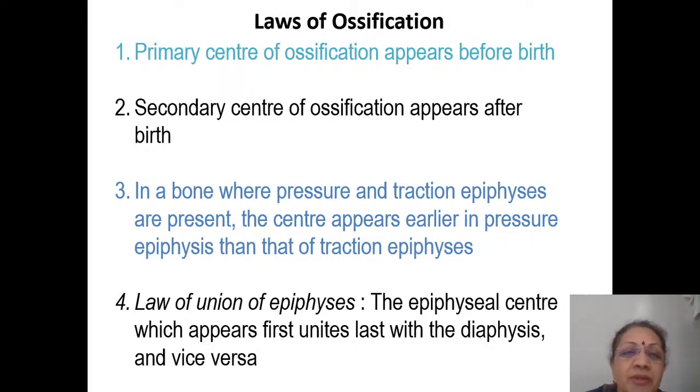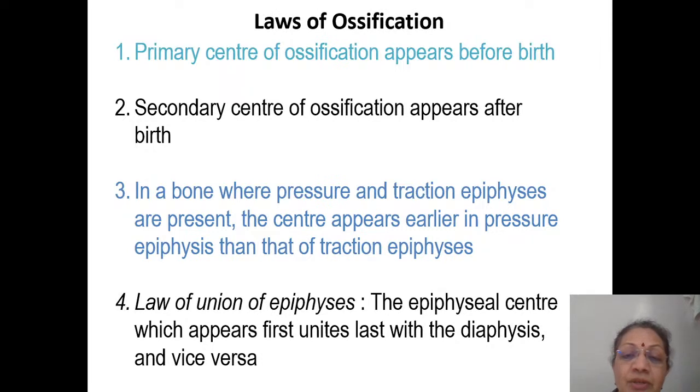The first one to appear is called the primary center, and it always appears before birth. Or another way of looking at it: if the center of ossification has already appeared before the birth of the child, then it is a primary center of ossification. Anything which appears after the child is born is called a secondary center of ossification. Where in a bone, bumps and protrusions and crests and ridges and condyles, all kinds of projections are found.